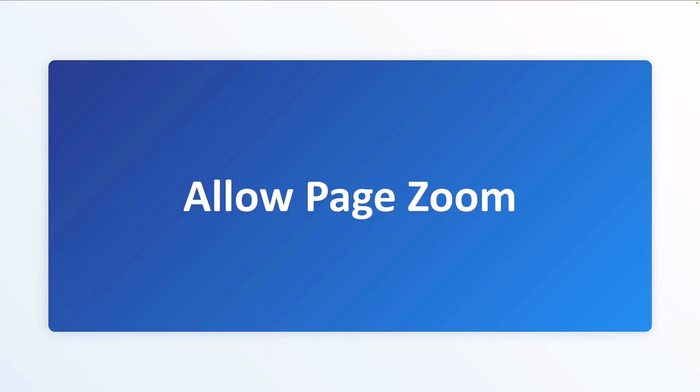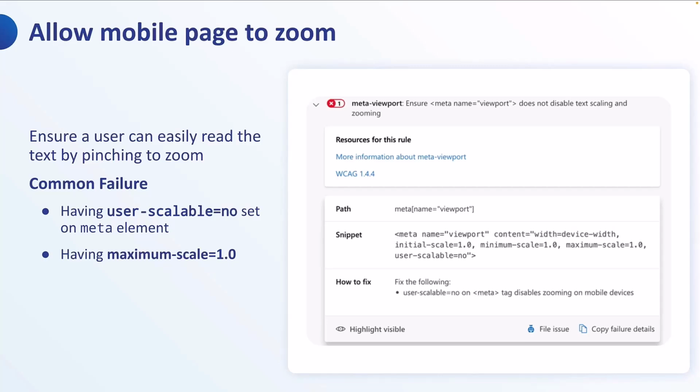The next guideline is about allowing page zoom. This is a relatively easy issue to identify and fix. When you see viewport attributes like user-scalable=no or maximum-scale=1.0, they block a user's ability to zoom. That removes essential functionality and violates accessibility expectations. People must be able to enlarge content, typically up to at least 200% without loss of content or functionality.